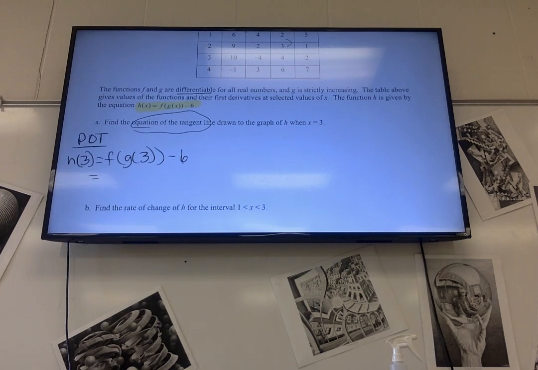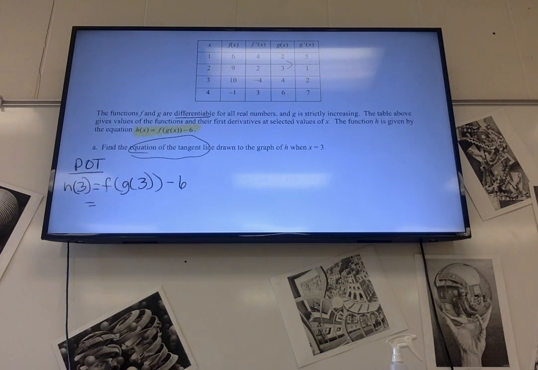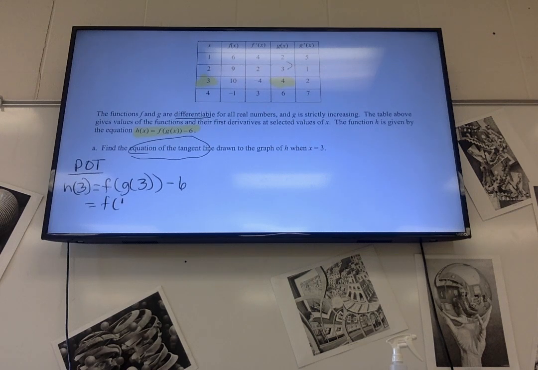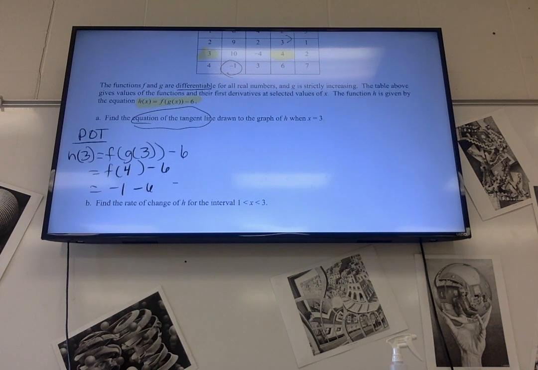So h of 3 is going to help us find the point of tangency. g of 3 I can find using this table. Here's 3, so g of 3 is 4. f of 4 is negative 1. Then, times 6 is negative 7. So that point is (3, negative 7).